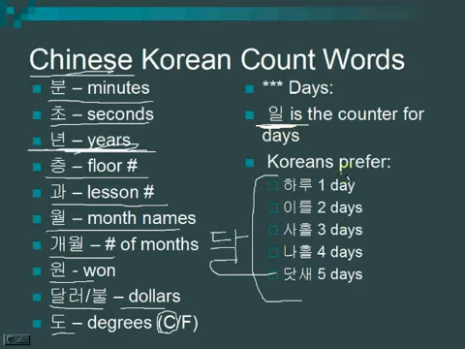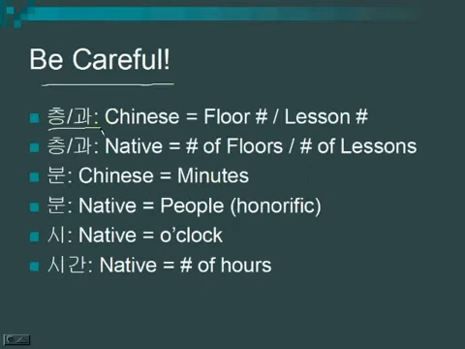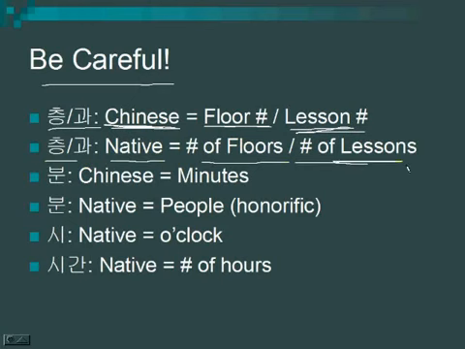Koreans prefer to use, and they'll 99% of the time say this, 하루 for 1 day, 이틀 2 days, 사흘 is 3 days, 나흘 4 days, 닷새 5 days. Koreans will never say 일일, they'll say 하루, 이틀, 사흘, 나흘, 닷새. And be careful, 층 and 과 with the Chinese numbers mean floor number, lesson number, whatever. 층 and 과 with the native numbers is counting the number of floors or counting the number of lessons.